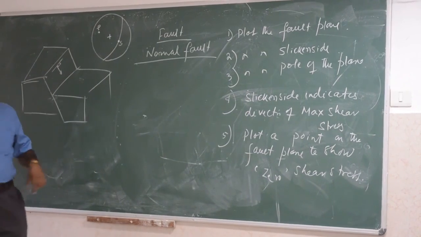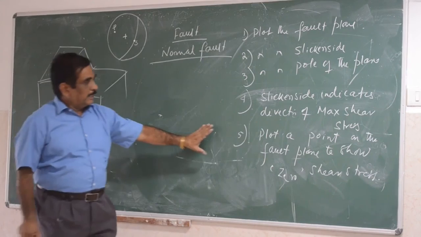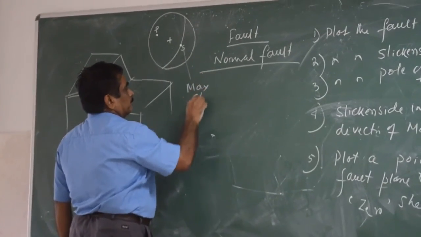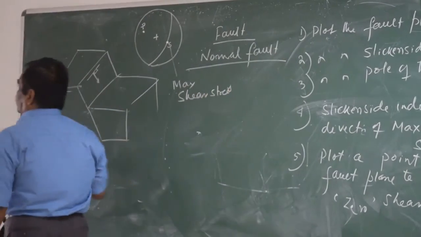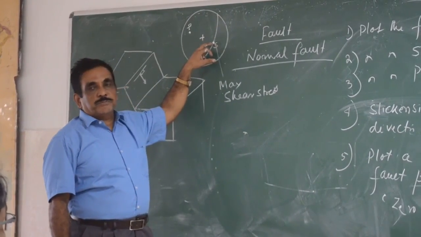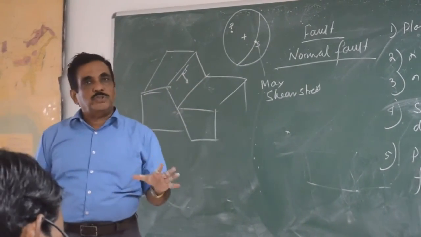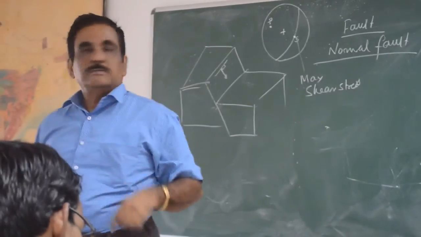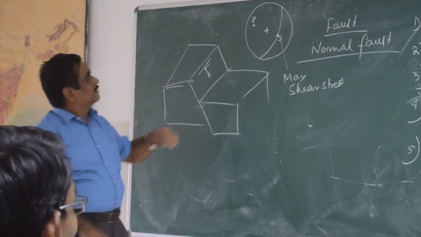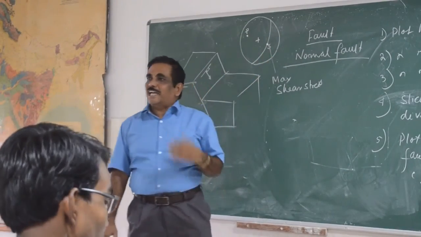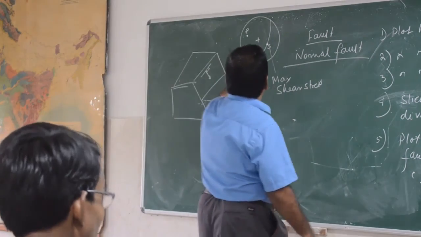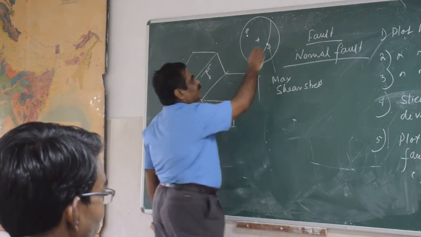What is here, you take 5 points, write these 5 points and give me the answer for 5 points. This is maximum shear stress. Now tell me where is the minimum shear stress. The second side indicates maximum shear stress, so which is the point where zero shear stress takes place? Yes, plane perpendicular. Direction perpendicular to the second side. Where will it come? Go 90 degrees from here.